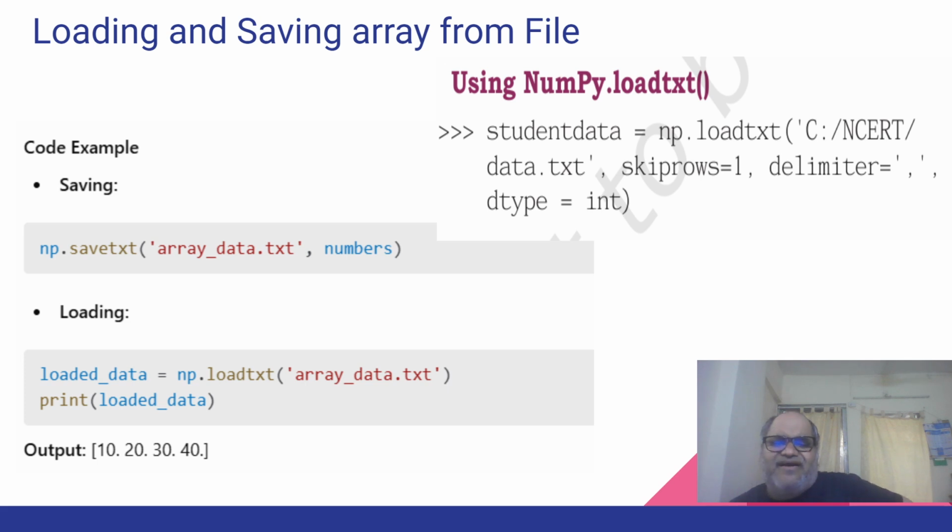There are a couple of options. The first one is the file, then the optional one is skiprows. If you have header information, you can set skiprows equal to 1, for example, so it will skip the first row. Then the delimiter, what is a delimiter? Comma, space, whatever, and then the data type, which data type it is.